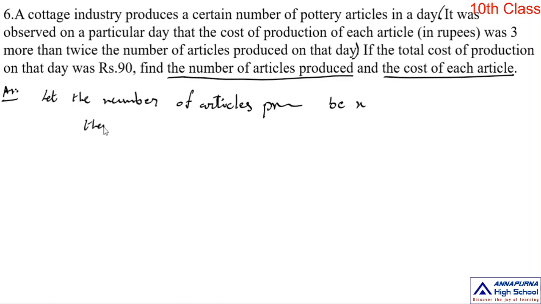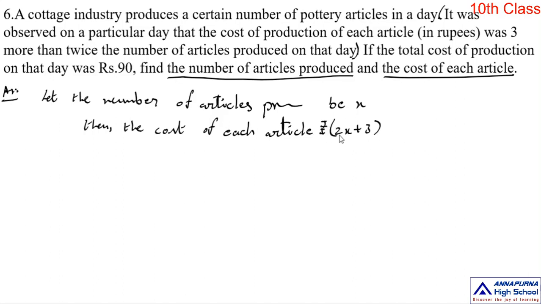Then the cost of each article is equal to 2x plus 3 rupees. Why? Because the cost of each article was 3 more than twice the number of articles. So we are taking the number of articles as x. Twice means 2 times and 3 more means plus 3 rupees.